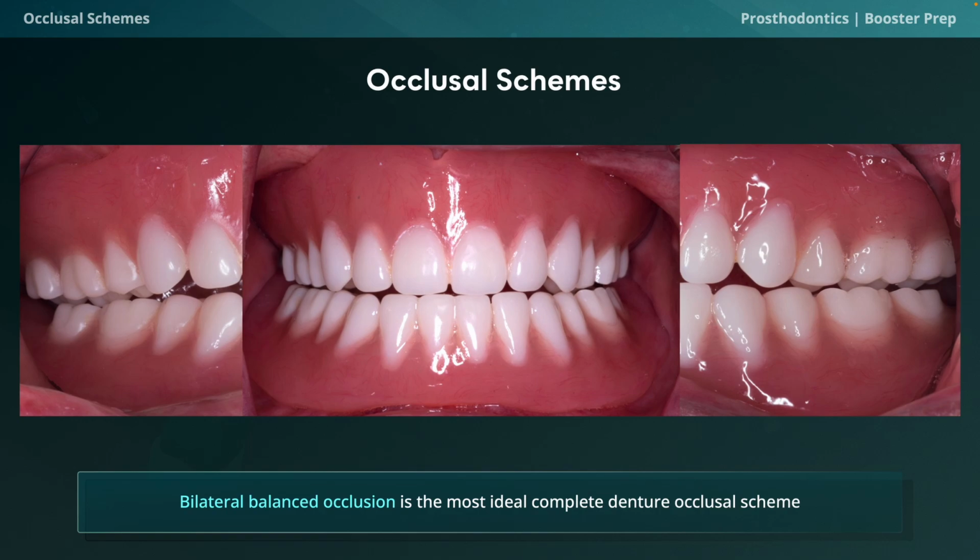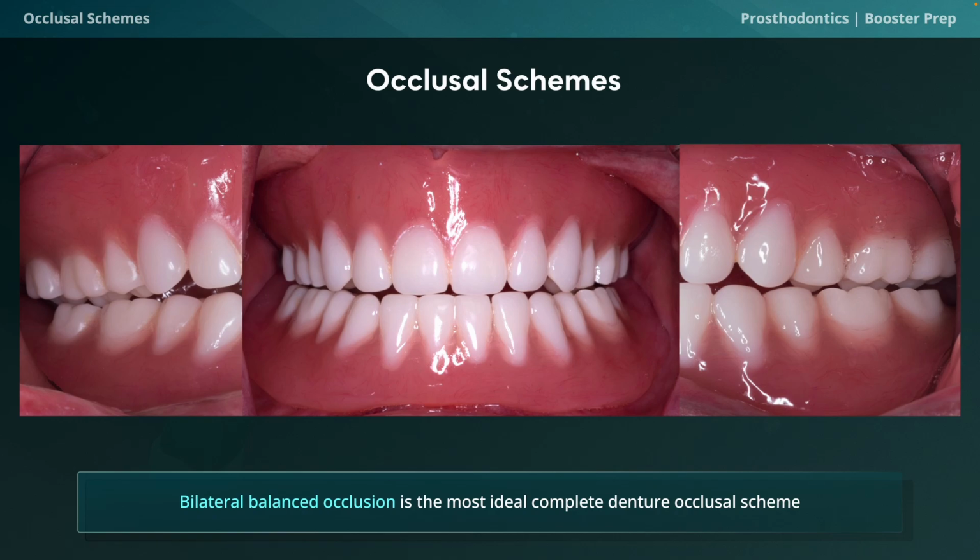This essentially acts to distribute occlusal forces evenly across the edentulous arches, ensuring that we don't get tipping or dislodging of the denture. So in reality, bilateral balanced occlusion gives a great deal of stability to our dentures, which is why it's the most ideal occlusal scheme for removable prostheses.